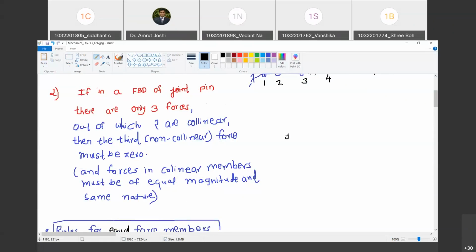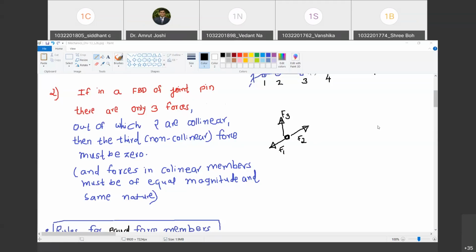Yes. So let me consider a free body diagram of a joint pin which has two members connected which are collinear. So this is member 1 and this is member 2. So force in member 1, I assume it to be tensile F1. Force in another member is F2. Are you with me? Yes, sir. And let us say there is a third member which is attached to the same joint, and the force in that third member, let me say it as F3. Are you with me? Yes, sir.